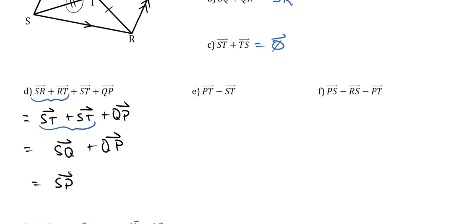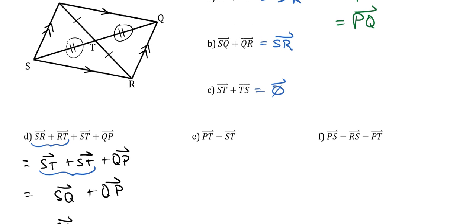PT minus ST. How can I think of this? How do we subtract vectors? We just did it. Add the opposite. What is negative ST? What's an equivalent vector to negative ST?